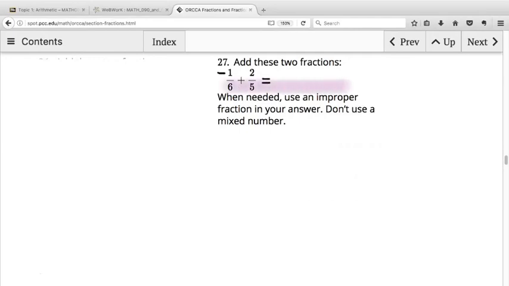Yeah, let's just go straight across, multiply the 2 denominators together. It won't always get you the least common denominator, but it will always get you a common denominator, which is all we need to get started. 6 times 5, 30. And so my fractions will have denominators of 30.